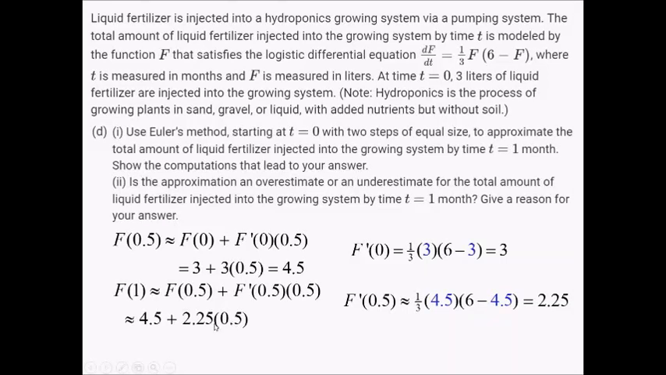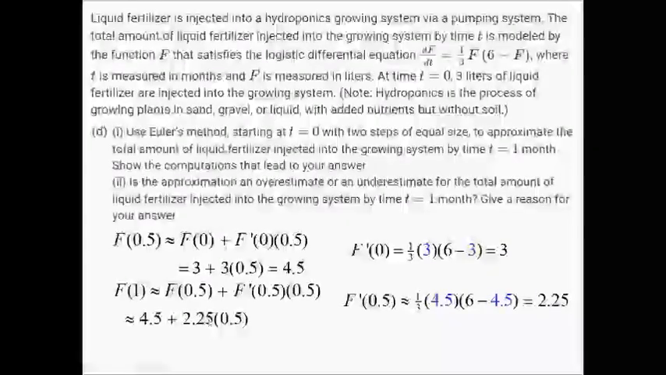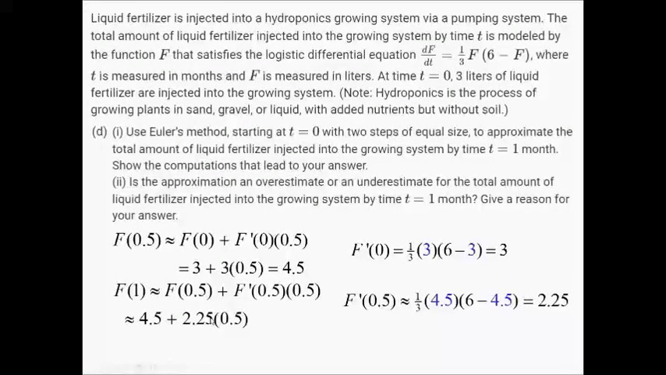You could actually stick units on this one and call it done, but if you wanted to simplify it, half of 2.25 is going to be, let's see here, 1.125, and 4.5 plus that is going to be 5.625. There we go. Okay, and that's going to be in liters because we were approximating the value of f in the system, which is measured in liters. It's the amount of fertilizer.